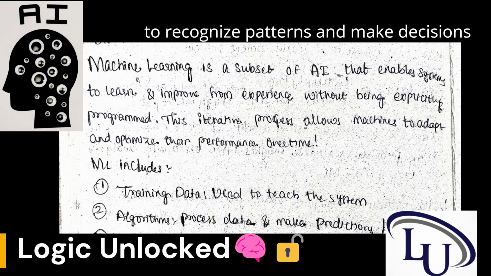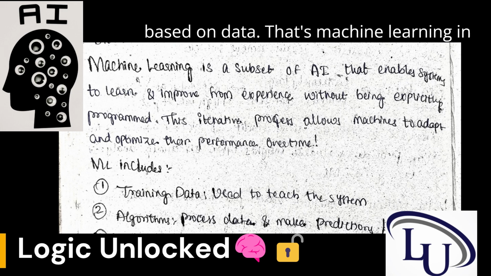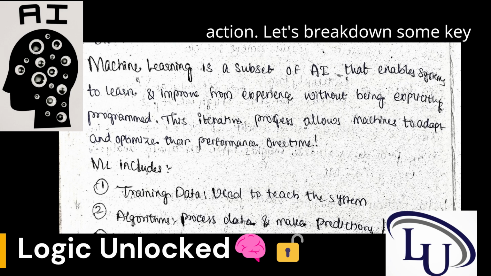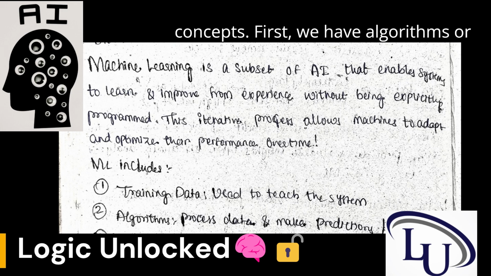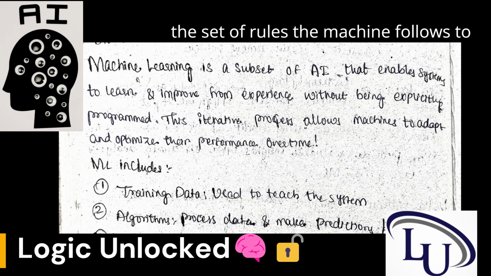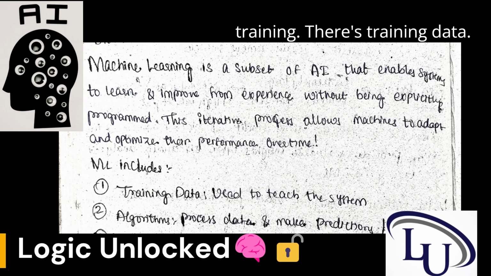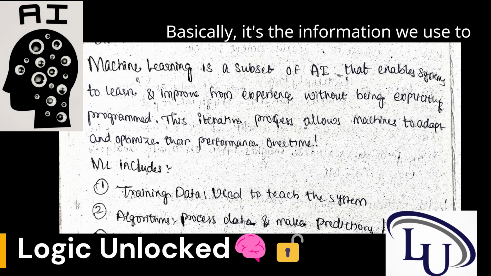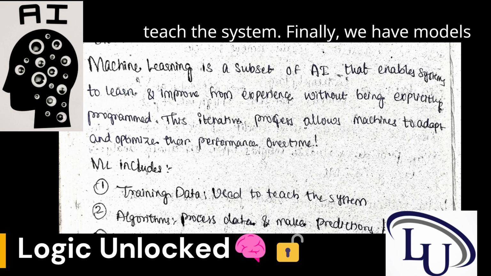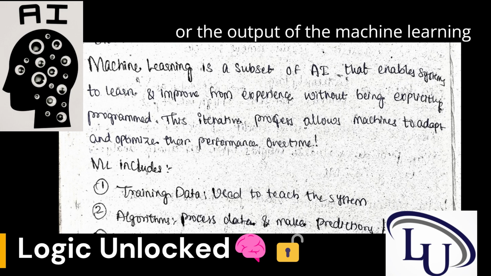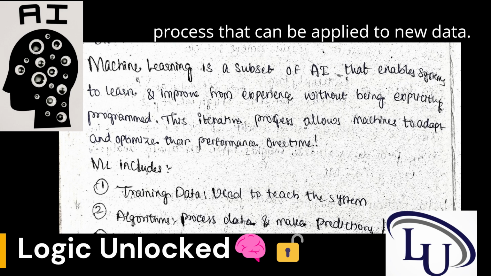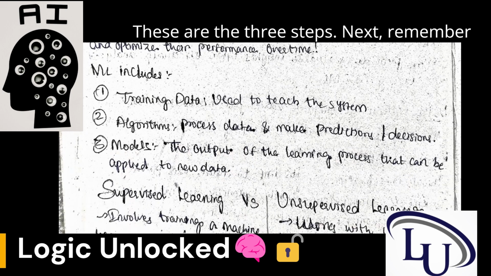Imagine teaching a computer to recognize patterns and make decisions based on data. That's machine learning in action. Let's break down some key concepts. First, we have algorithms, or the set of rules the machine follows to process data and make predictions. Then there's training data. Basically, it's the information we use to teach the system. Finally, we have models, or the output of the machine learning process that can be applied to new data. These are the three steps.